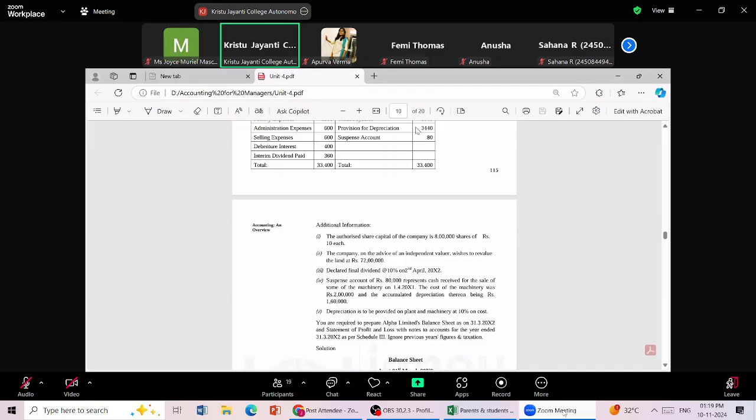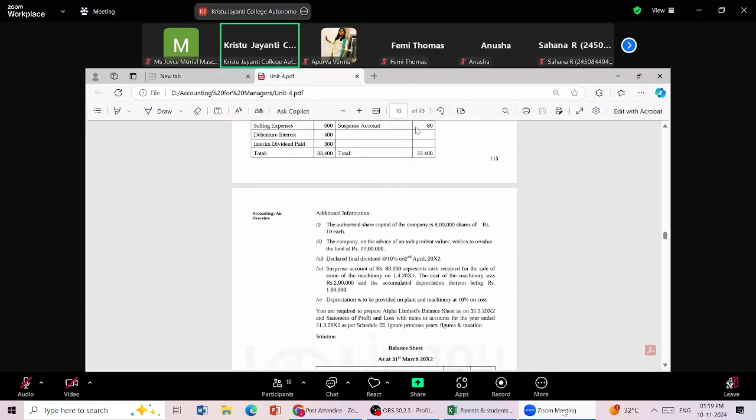You are required to prepare a balance sheet on 31st March 22 and the statement of P&L with the notes to the accounts for the year end as per the schedule 3. Ignore previous figures and taxations. Okay. So it is given like this, and we need to prepare the balance sheet as well as the final accounts of the company.